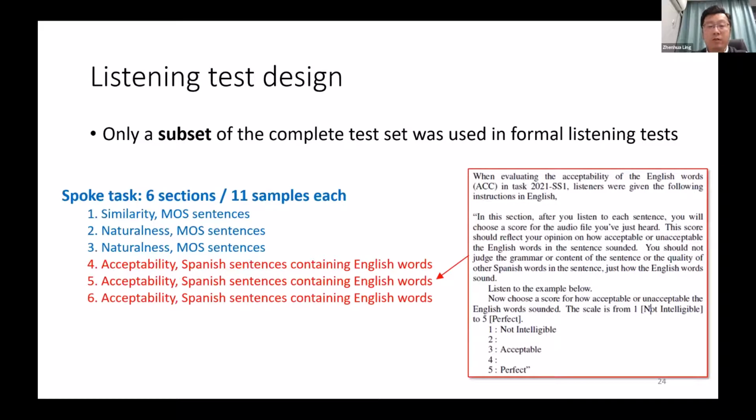For the spoke task, we also have 6 sections in the listening test, and each section contains 11 samples. One section for similarity, 2 sections for naturalness, and the other 3 sections are for the acceptability of English words. This is a new metric we designed for the challenge this year. The text in the box shows the instructions we provide to the listeners when they're doing the listening test. We ask them to choose a score from 1 to 5 to reflect how they feel about the acceptability of the English words in the sentence. We ask them not to judge the grammar or content of the sentence or the quality of Spanish words, just to focus on the English words.